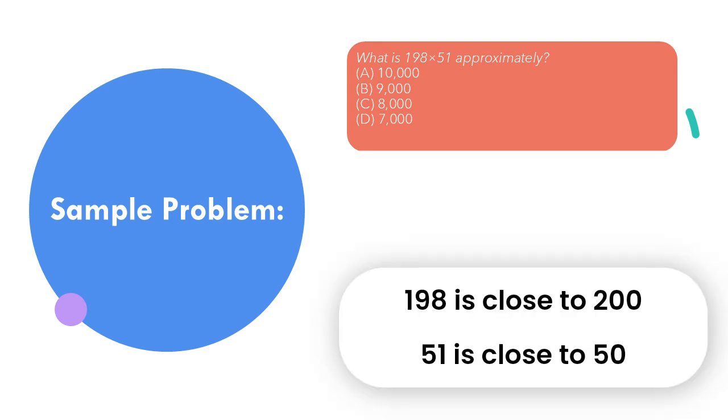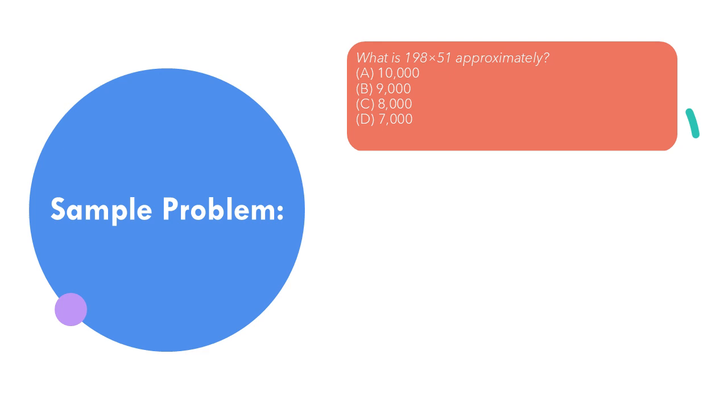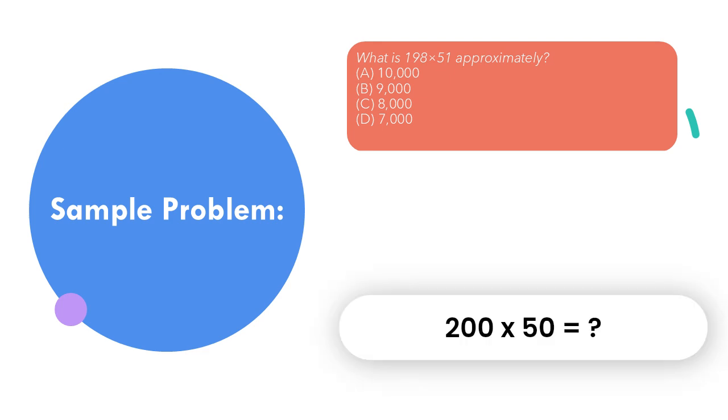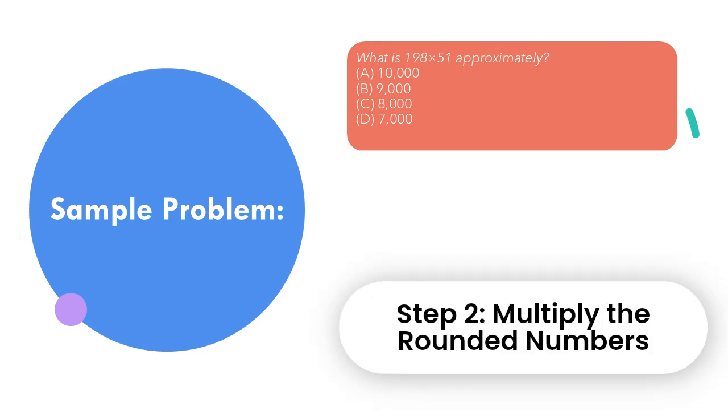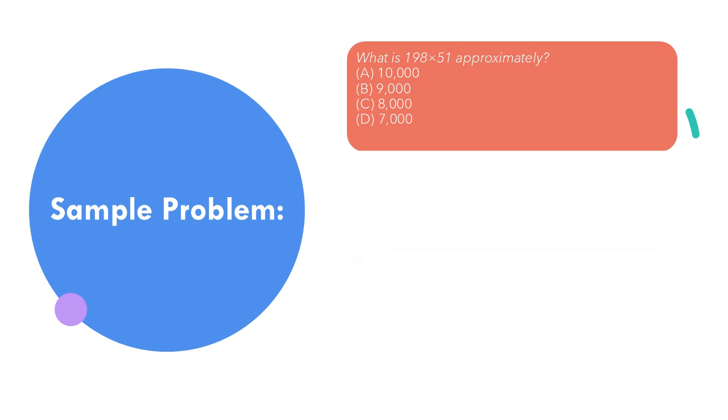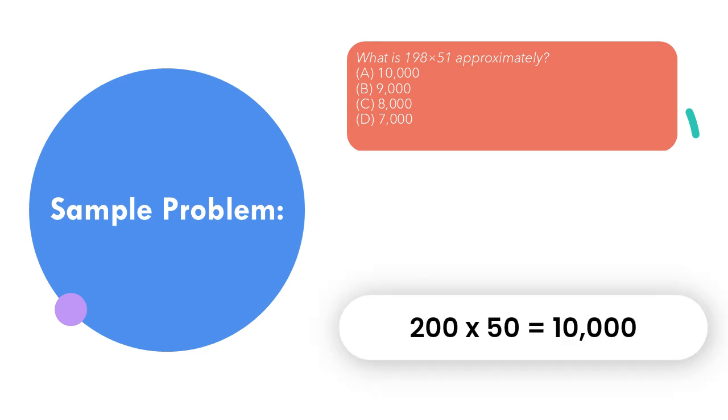198 is close to 200. 51 is close to 50. So we estimate the problem as 200 times 50. Step 2. Multiply the rounded numbers. Now, multiplying 200 by 50 is much simpler. 200 times 50 equals 10,000.